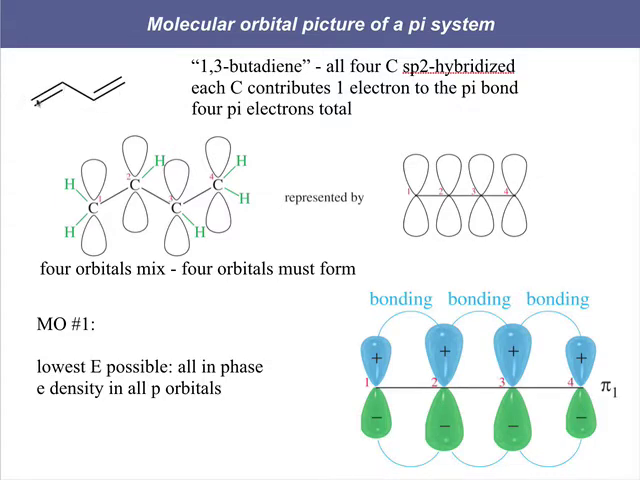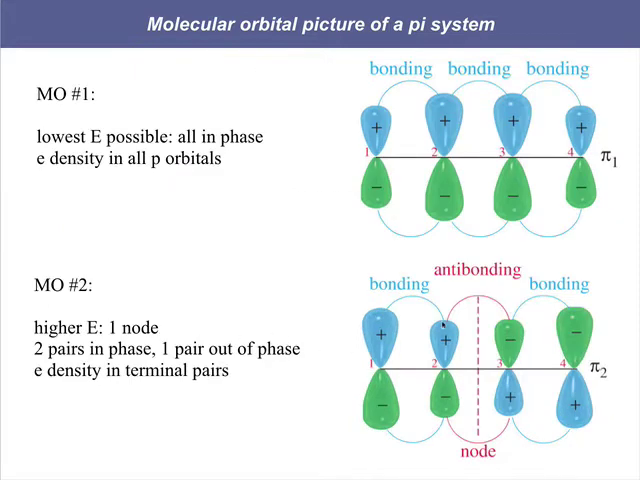Bond between 1 and 2, no bond between 2 and 3, and then a bond between 3 and 4 in the pi system. Okay, so that's a better picture. Let's keep going. This is only 2 of the ways that these waves can mix. Remember that we need to get 4 because we mixed 4 in the first place.